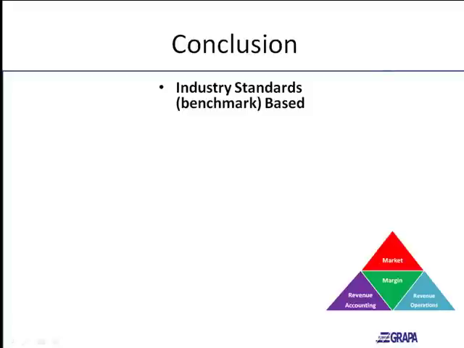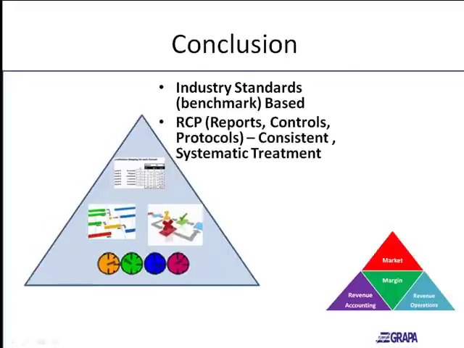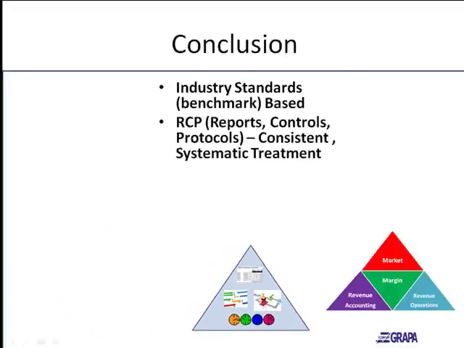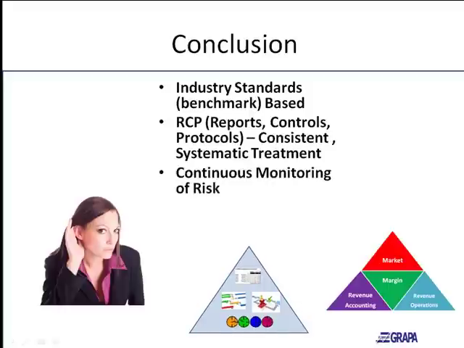So, when you're going to invoke revenue assurance from the C-level, there are several advantages to the manager. First of all, revenue assurance makes use of the industry standard benchmark-based controls that organizes the problems in a way that's comprehensive and straightforward. The second thing they do is make use of the reports, controls, and protocols. They provide for a consistent and systematic treatment of any risk anywhere in the crazy world of telecommunications.